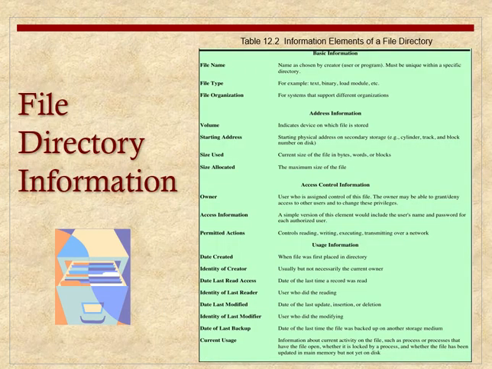The first topic, the contents of the file directory. This is the information of a file directory. The basic information are file name, file type, file organization, and then address information will be the volume, starting address, size used, size allocated. Access control information will be the owner, access information, permitted actions. The usage information will be the date created, identity of the creator, date of last read access, identity of last reader, date last modified, identity of last modifier, date of last backup, and current usage.